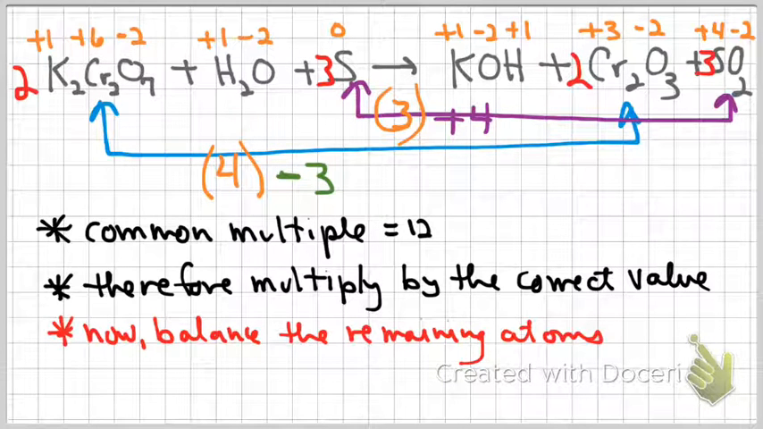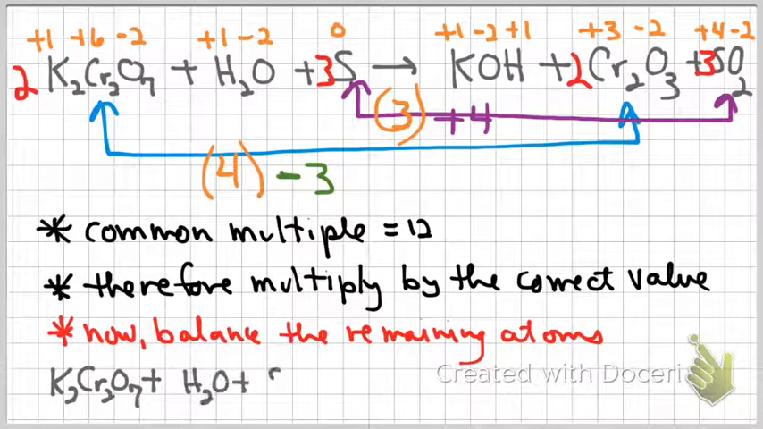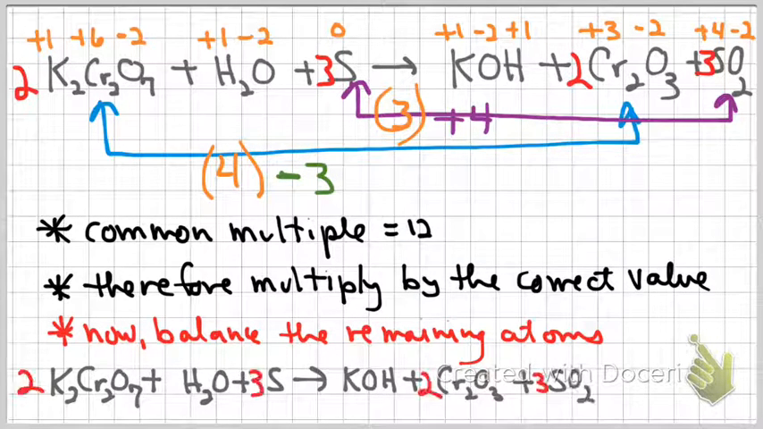The next step in this technique is you look at the rest of the elements and you make sure you balance them. So let me rewrite the equation one last time. And let me place in the coefficients I've already nailed down. And I notice that I've got 4 potassiums on the left side. So to get 4 potassiums on the right side, I put a 4 in front of the potassium hydroxide.